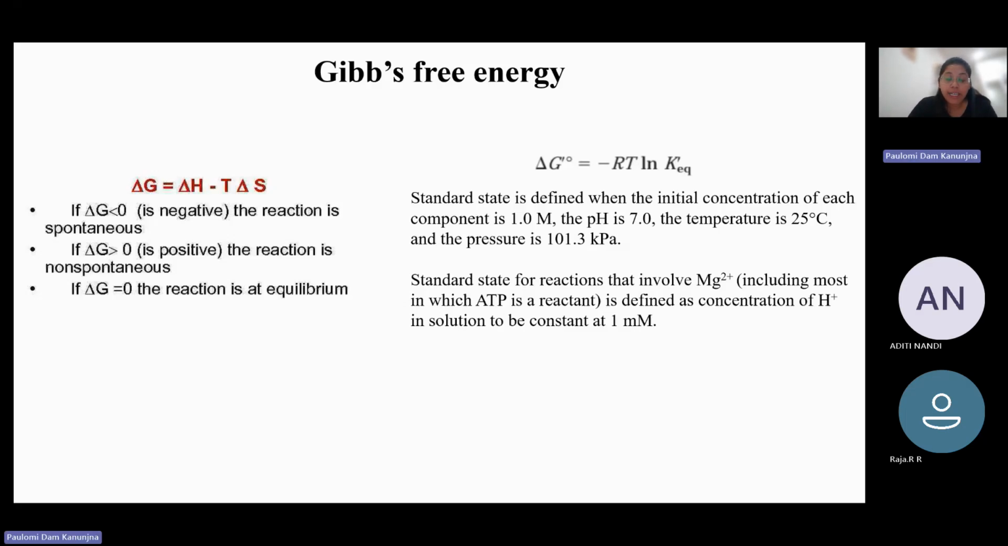Now, in general, when a reaction is taking place, if it proceeds with the release of free energy, so what does it mean?